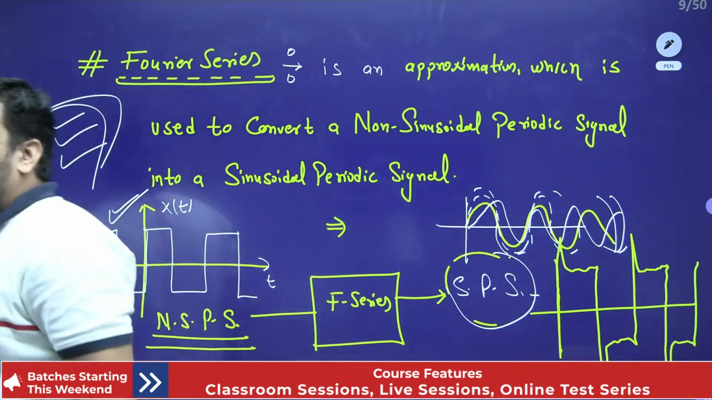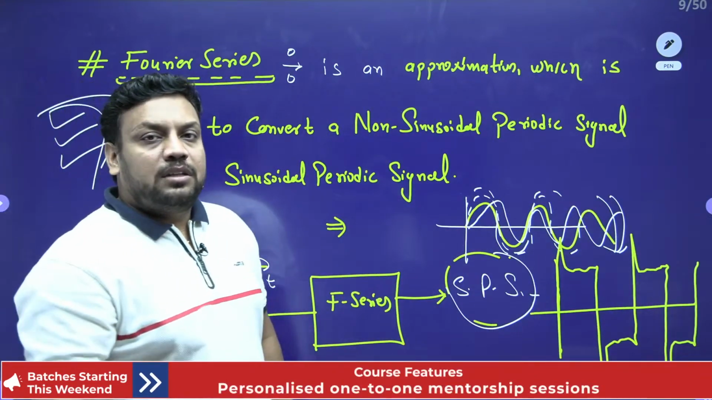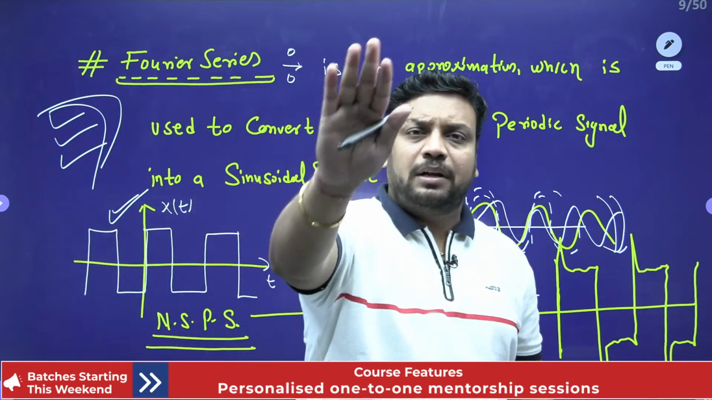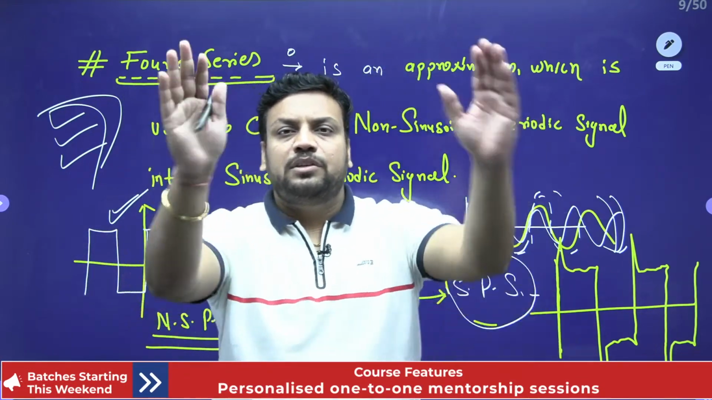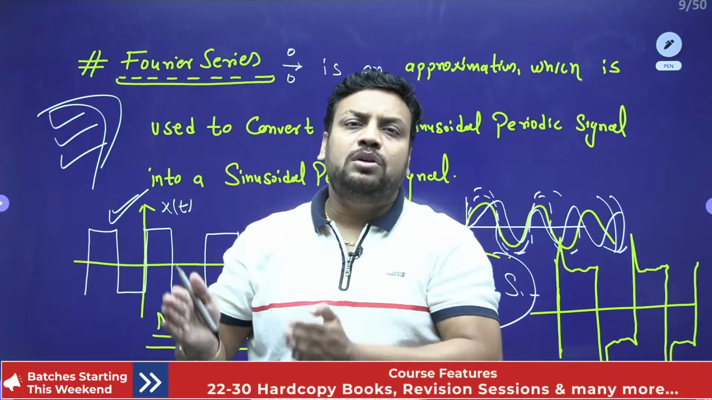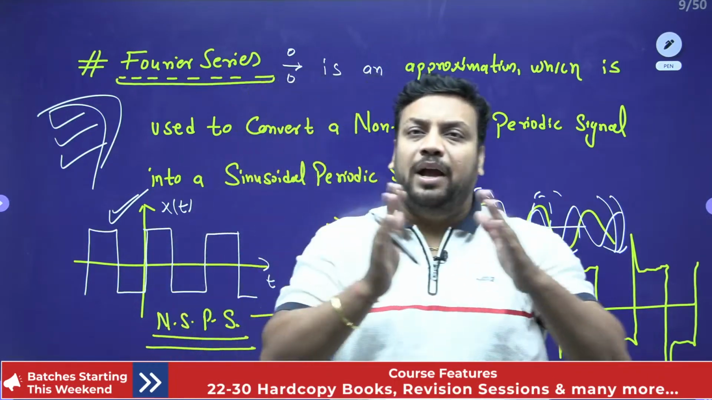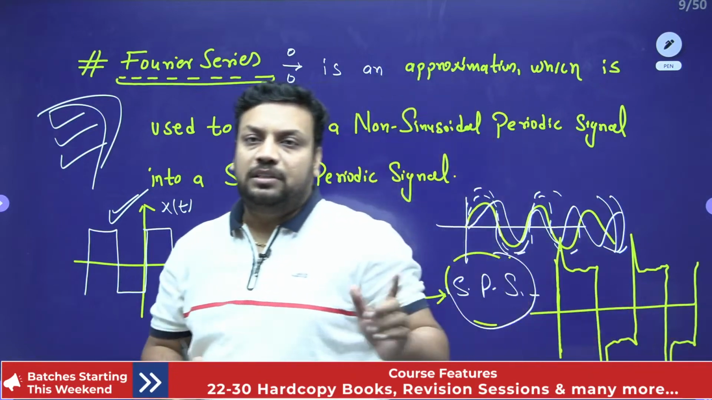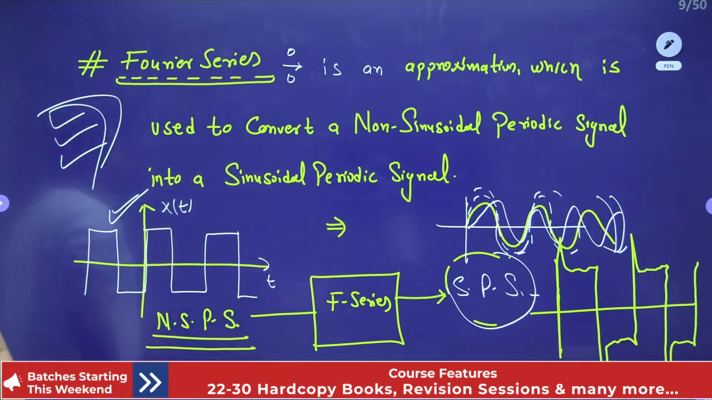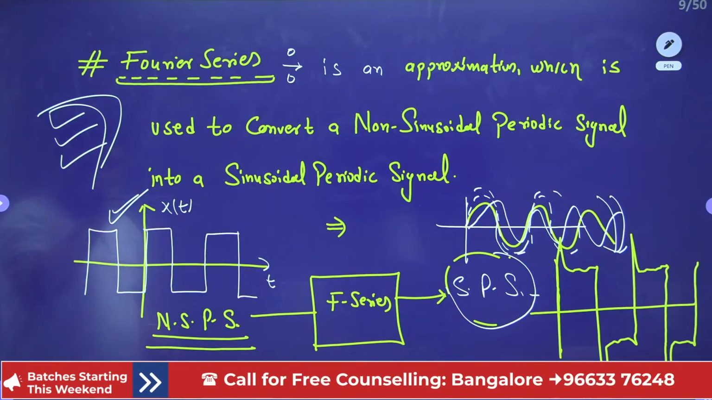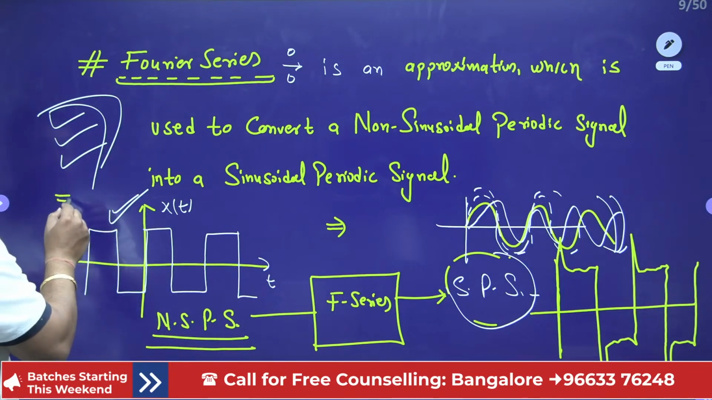So will you be able to tell? What will you say, sir? Listen, sir. Fourier series is nothing but an approximation which is used to convert a non-sinusoidal periodic signal to a sinusoidal periodic signal. Is this clear, children? If it is clear, reply quickly. After that, if you wish, you can also write one statement.